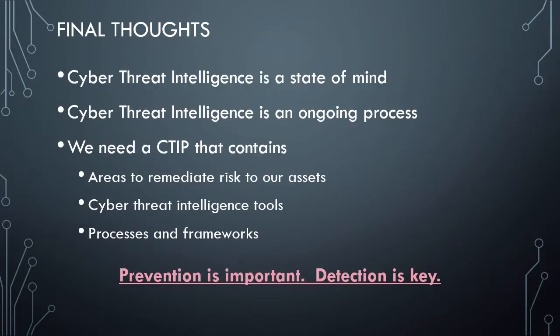So some final thoughts. So we've talked about needing a CTIP to protect our assets. We've learned about information, intelligence, and cyber threat intelligence. We know what a CTIP is and the purpose it serves. We know the assets we need to protect and the threat actors we face. Our plan, as I've outlined, must contain the tools, the CrowdStrike purchase, the remediation tactics for internal and external threats, and the processes and frameworks such as the cyber kill chain. Cyber threat intelligence is a state of mind and an ongoing process for our organization. I hope you agree with our need for a CTIP. Prevention is important, but detection is key.